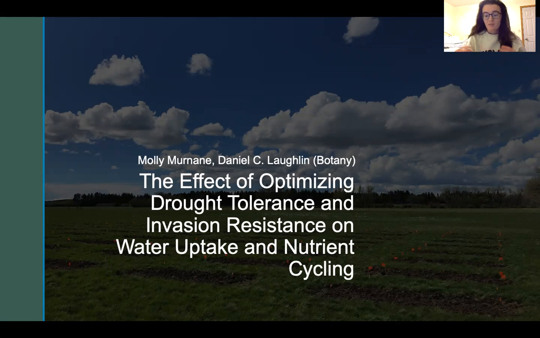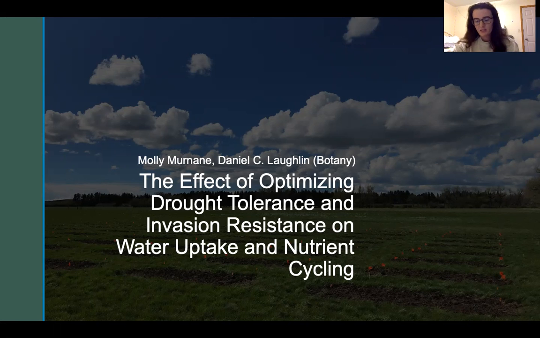My project is on the effect of optimizing drought tolerance and invasion resistance on water uptake and nutrient cycling. My project is a branch of a much larger project, and that project is focused on optimizing for drought tolerance and invasion resistance. They're doing this because drought and invasion are huge threats to the Western grasslands that we know and love. And they're trying to use plant traits to optimize for these desired qualities so that we will see less plants dying due to drought or invasion.